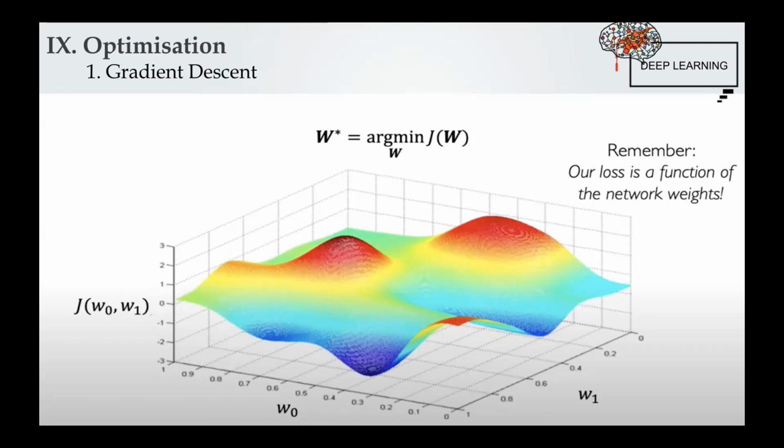Avec les fonctions convexes, on a un seul minimum ou un seul maximum. Et ce minimum va être le minimum local ou le minimum global. Mais avec les fonctions très complexes, les fonctions non convexes, on a plusieurs minimums ou plusieurs maximums. Et là, on a plusieurs minimums locaux et un minimum global. Mais le but, c'est d'aller vers le minimum global.